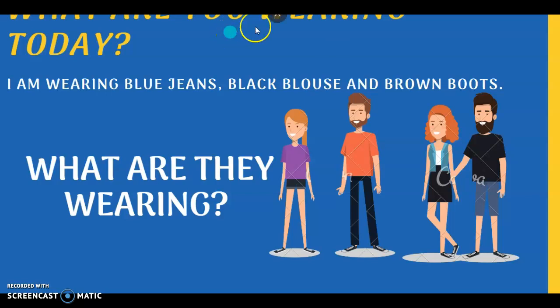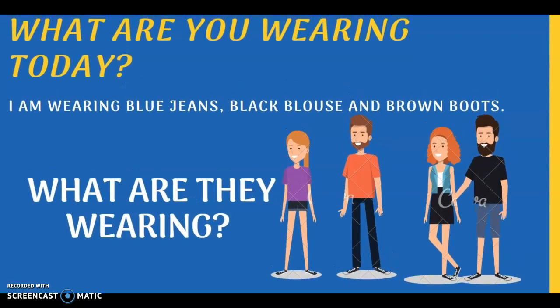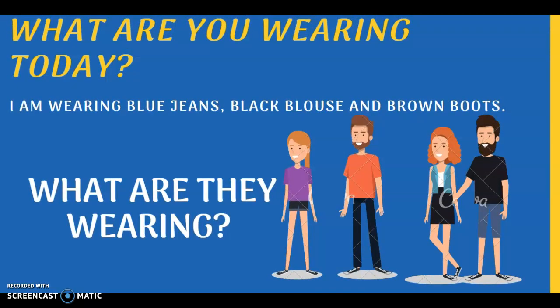So the first question you have to answer is this one. What are you wearing today? So I will say, I am wearing blue jeans, a black blouse, and brown boots. Now you have to answer this question. What are you wearing today? After, you will have to check the people that we have here and answer this question. What are they wearing? So you have to use the previous vocabulary in order to complete the answer.